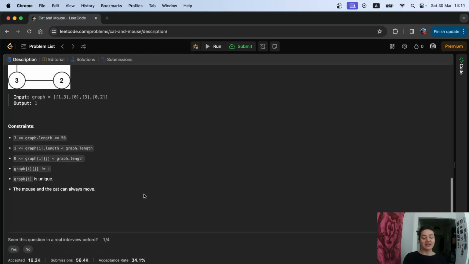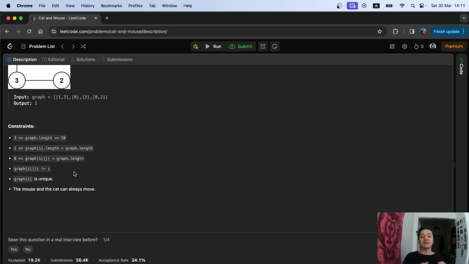The constraints here tell us that the graph length would be between 3 nodes and 50, both inclusive. We know the 3 is mandatory, 0, 1, and 2, and up to 50, that's not a huge graph. Read the rest of the constraints on your own, but in summary, what they tell us is that the input that we are getting is perfectly valid and legal.